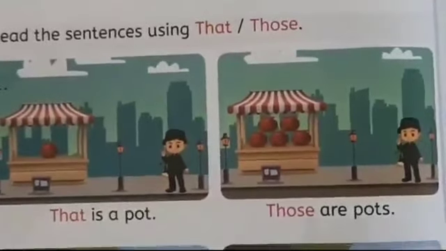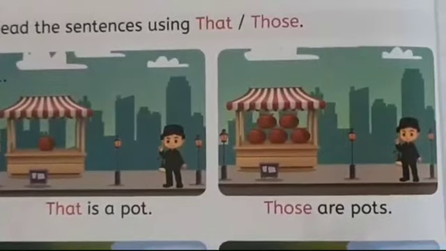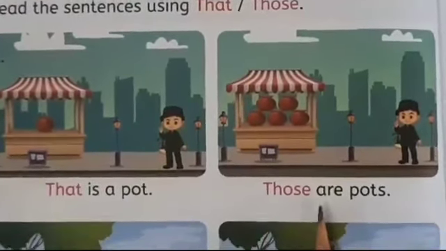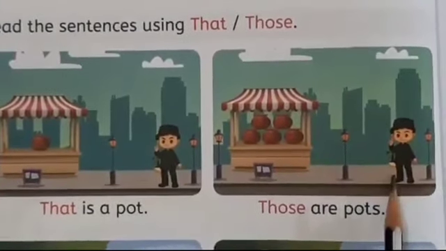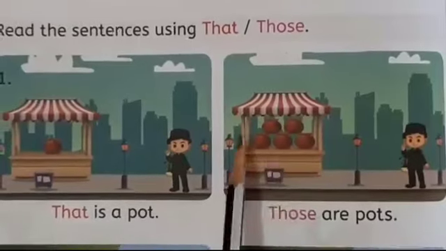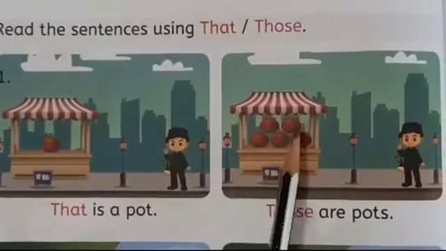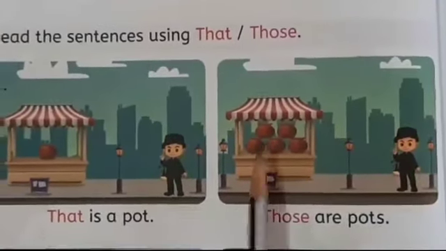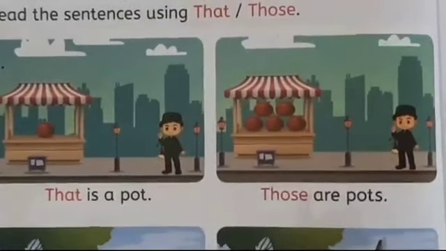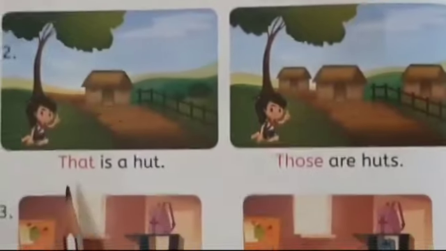So he says, that is a pot. Look at the right side. Those are pots. He says, those are pots. More pots are there. So he says, those are pots. Clear? Then look at the next picture.